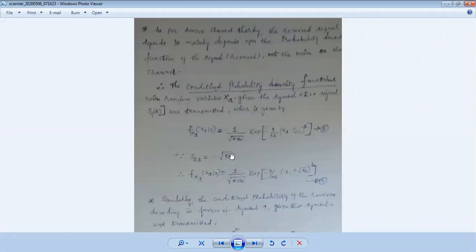As I mentioned, this is a Gaussian function, because the AWGN follows a Gaussian distribution, and the signal will be multiplied with this function. This probability density function, with the minus sign, gives the probability density of receiving the information at the receiver as the same as transmitted. In this case, the random variable capital X1 given 0 is this function.